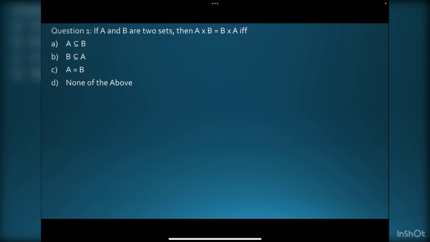Now, if these two sets are equal, equality of two sets means every element is equal, right? It means the first element of A Cartesian product B, which belongs to A, and the first element of B Cartesian product A, which belongs to B, have to be equal. That means all the elements of A have to be equal to all the elements of B. That means the correct answer is option C.